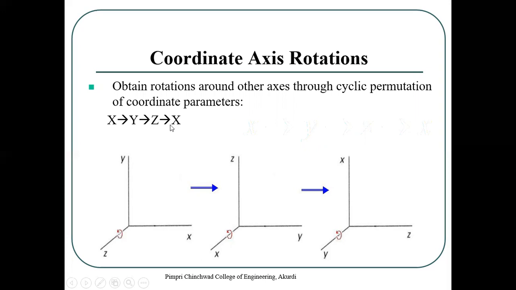Basically, if we apply this cyclic permutation, we can easily find the equations for the rotation about an axis. So we will require these cyclic permutations. Here you can see the x-axis, y-axis, z-axis, where the y coordinate is replaced with the x coordinate, z by y, and x by z.